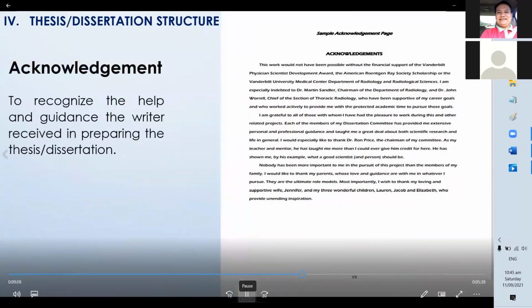Now here is an example of the acknowledgement page. The acknowledgement page is to recognize the help and guidance the writer received in preparing the paper.